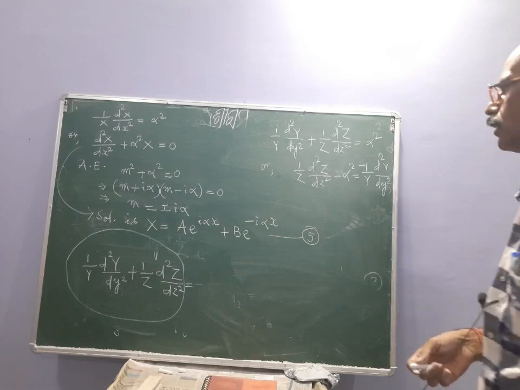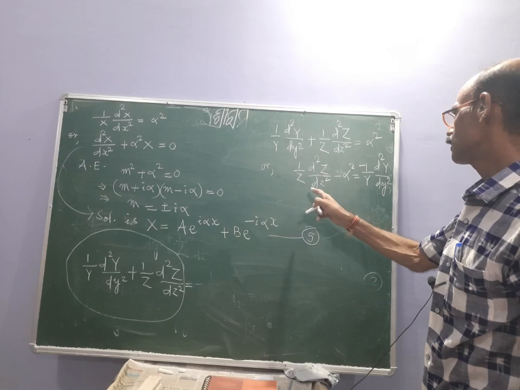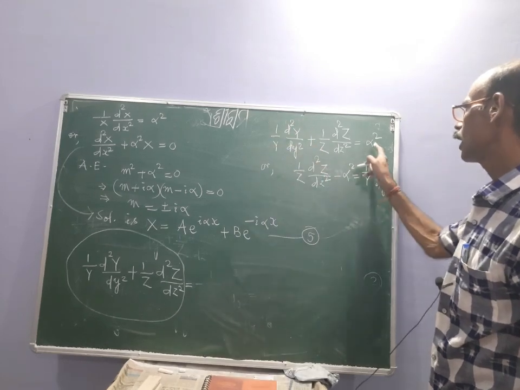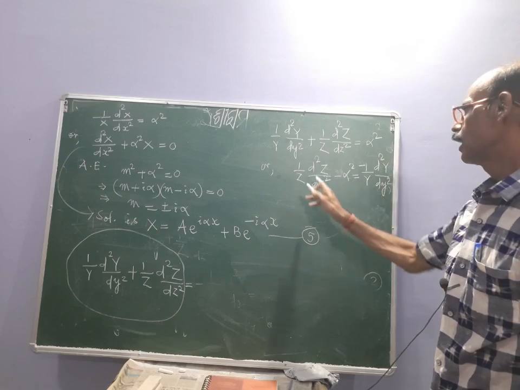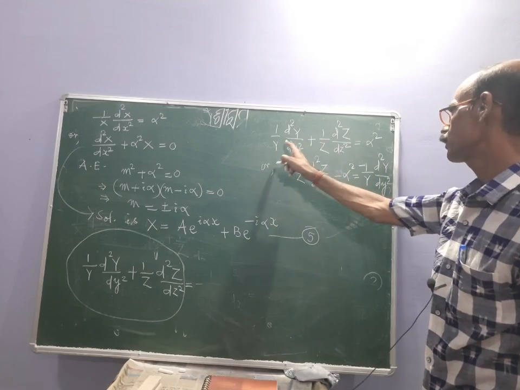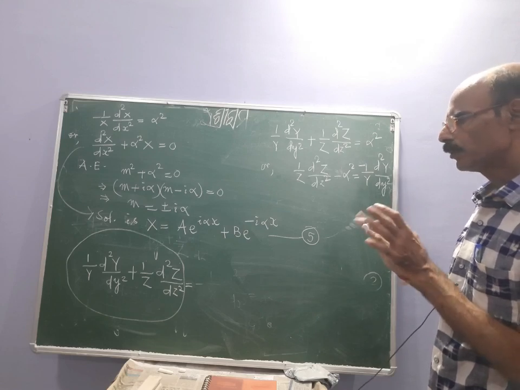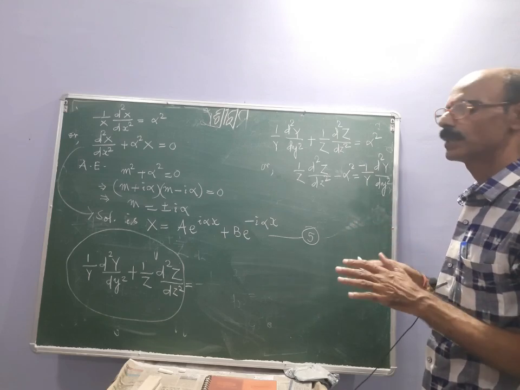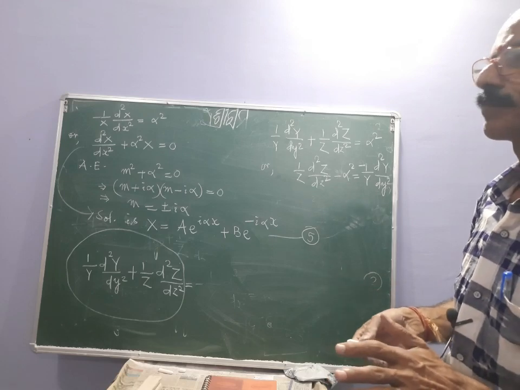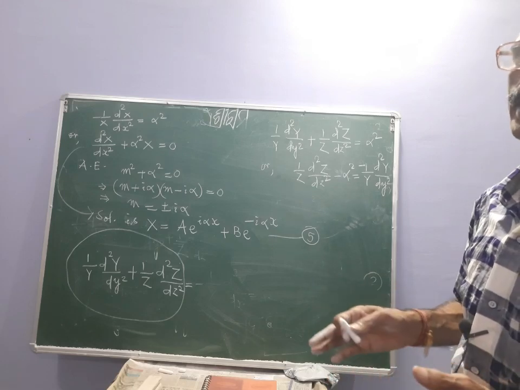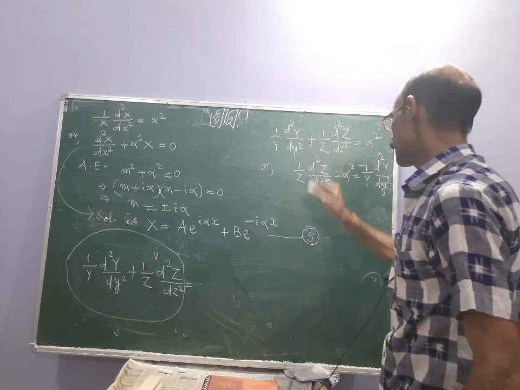Students, here a student can do like this also. This is equal to alpha square minus this. It can be done. Or this minus alpha square is equal to minus of this. So doing in these ways there will be two different types of solutions, but nothing to worry, both are correct. So adopt whichever you like. So let us proceed.